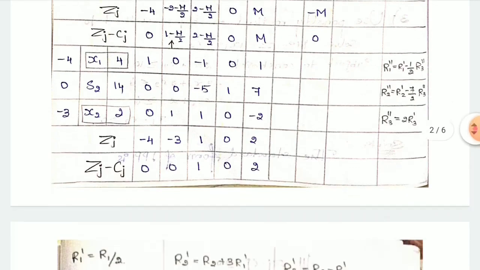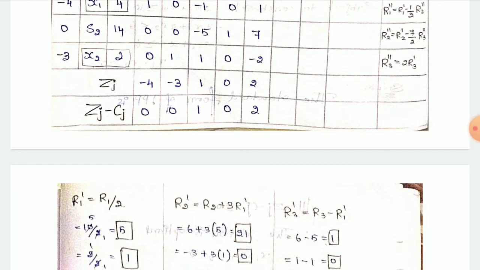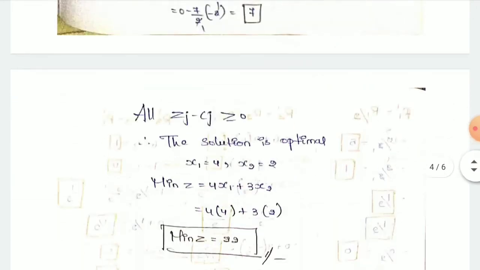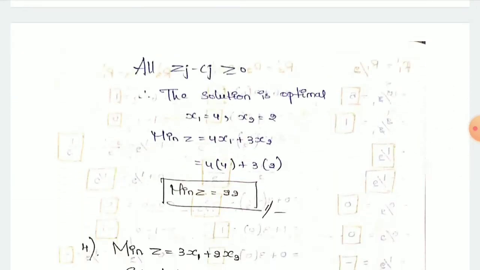So Zj minus Cj value will be positive, that is greater than or equal to 0. So we have the solution. So in final we have the solution is optimal. So x1 value will be 4 and x2 value will be 2. So minimization of Z value will be 22. So this is your minimization problem.